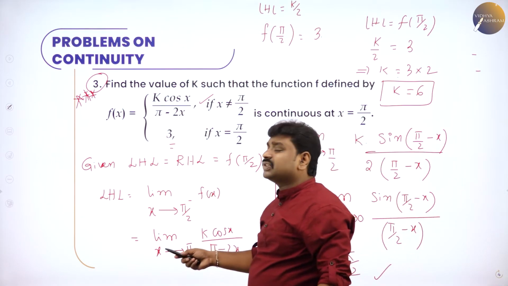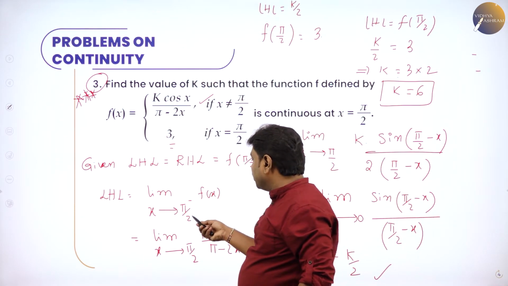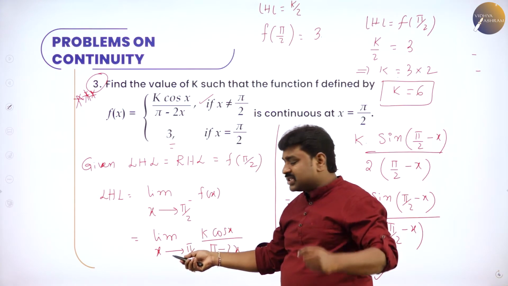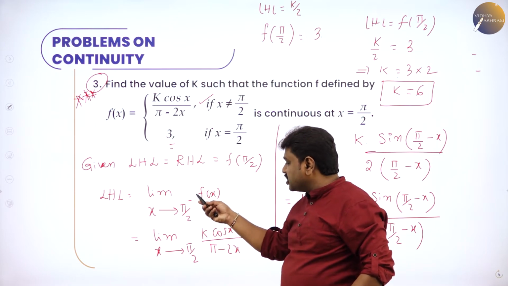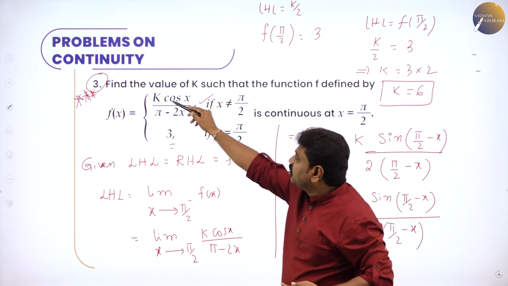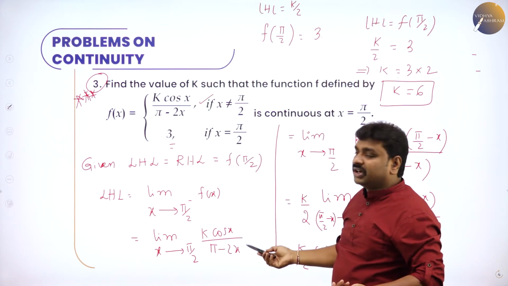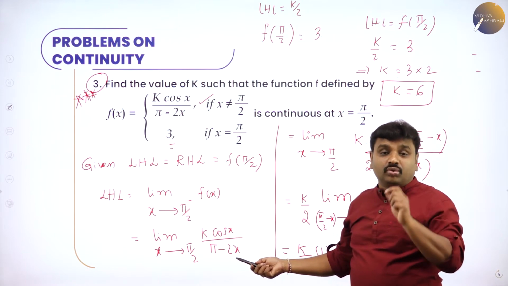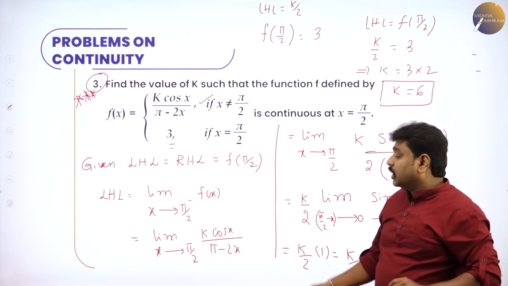Find LHL. What is LHL? Limit x tends to pi by 2 minus f of x. What is meant by pi by 2 minus? It is the same as limit x tends to pi by 2, where minus means choose the function when x is less than pi by 2. When x is less than pi by 2, the function is this, and apply the limit. If I directly put pi by 2 in the place of x, I will get 0 by 0. So what should I do? I should simplify. How to simplify?